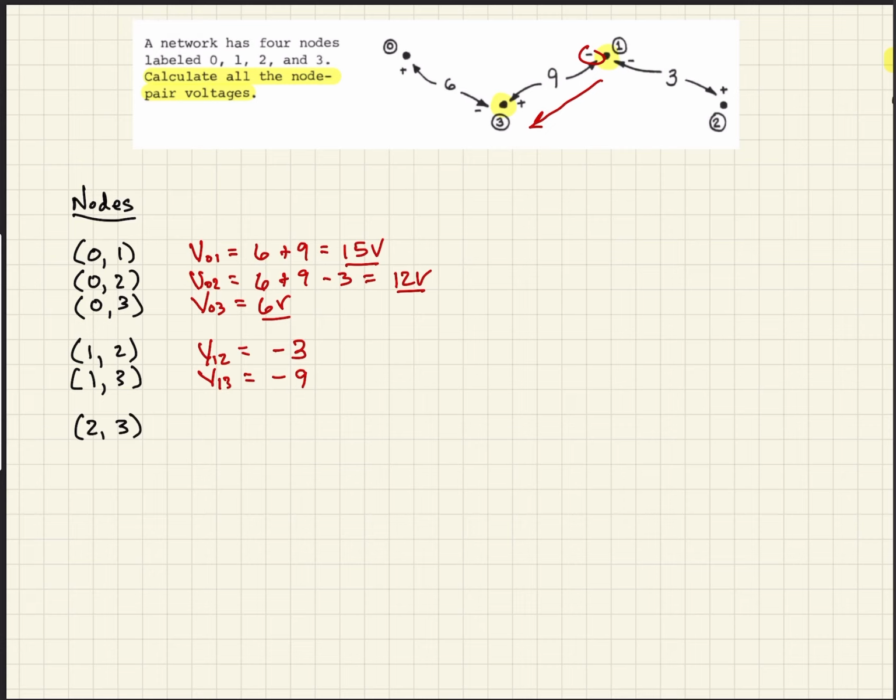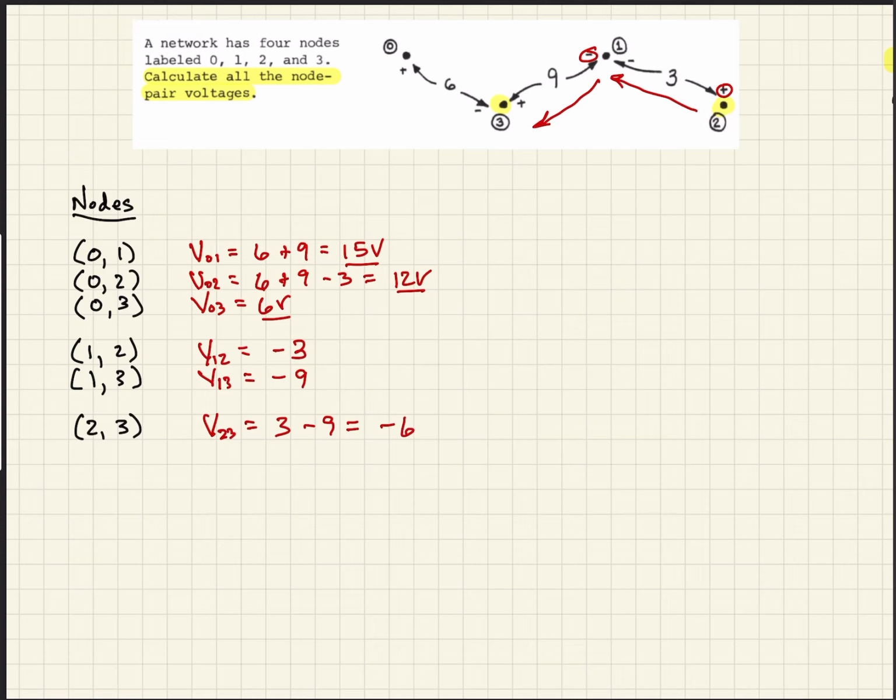And then finally, we're going to look at the last node pair that we have, and that's between 2 and 3. So when we do that one, start at 2, go from here to here. This is V23. So that would be equal to a plus 3. Then go from here to here. Again, we encounter the negative first, so then that is a -9. So therefore, V23 would be -6.